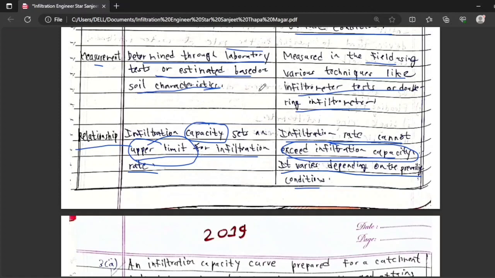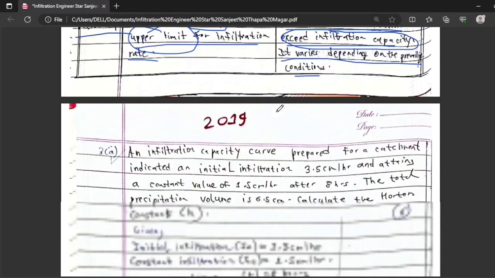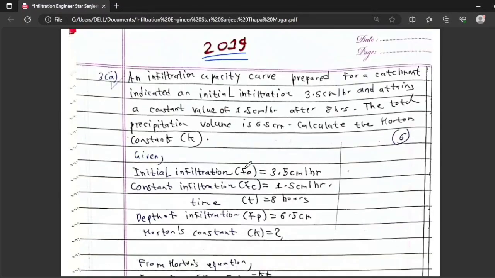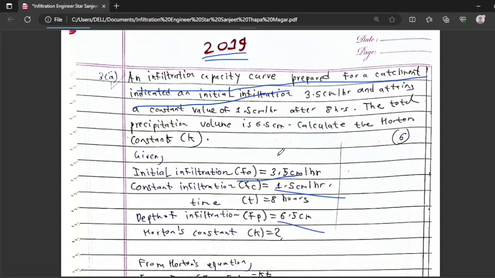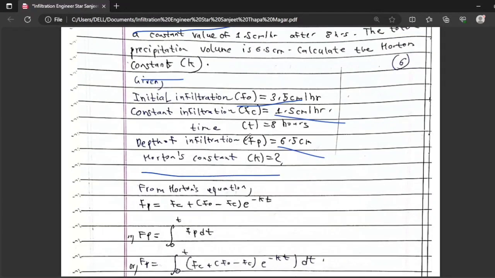The theory part is over, and now the numerical of infiltration capacity. This is the question asked in Purvanchal University 2019 in 3A for 6 marks. The question is, an infiltration capacity curve prepared for a catchment indicated an initial infiltration F0 of 3.5 cm per hour, and attains a constant value of 1.5 cm per hour after 8 hours. A total precipitation of 6.5 cm. Calculate the Horton's constant K. So we need to find the Horton's constant K, and time is 8 hours.